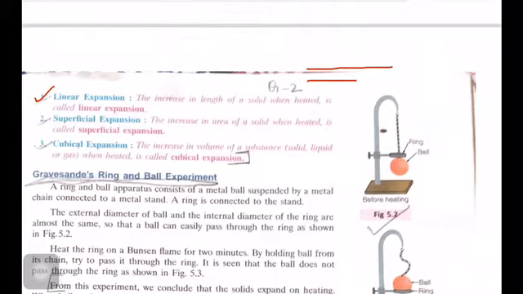Then comes superficial expansion, the increase in the area of the solid when heat is applied to it. If the area increases, then it is called superficial expansion. Then the third one is cubical. If the volume increases with the supply of heat, then it is called cubical expansion. So if the length increases, it is linear expansion; if the area increases, superficial expansion; and if the volume increases, cubical expansion.